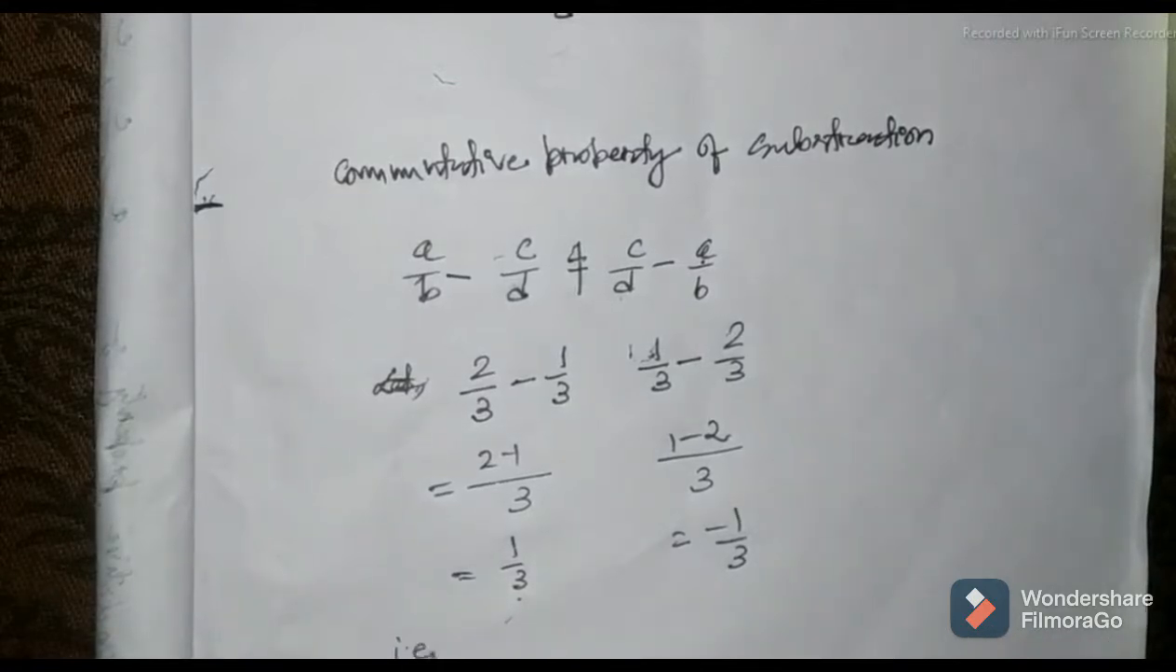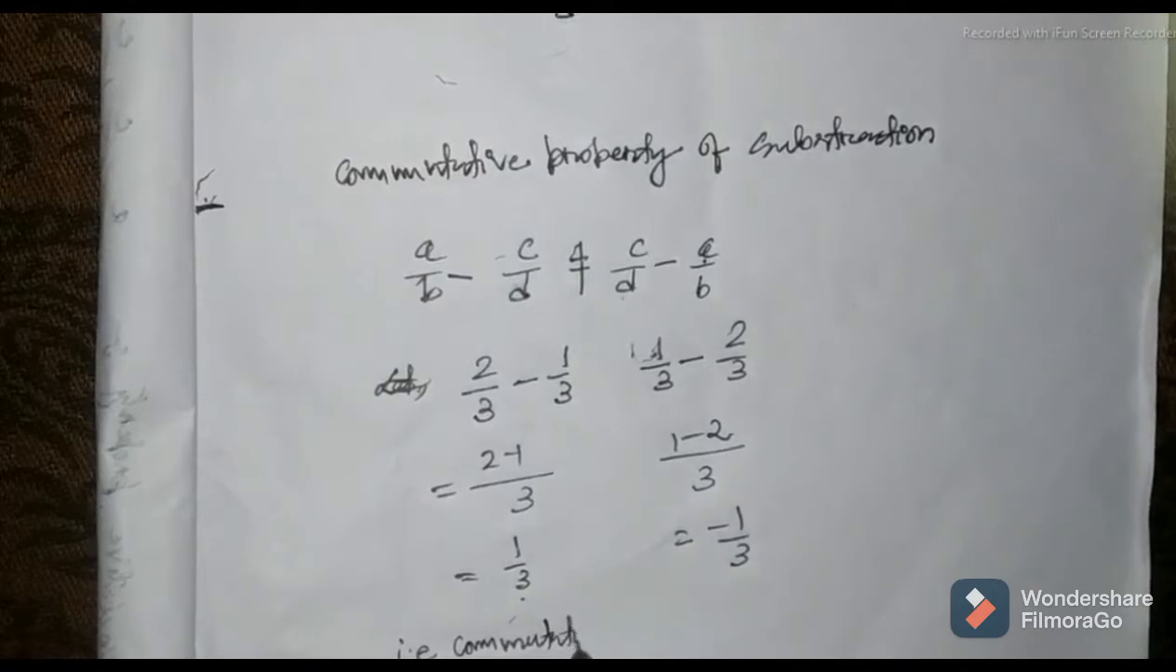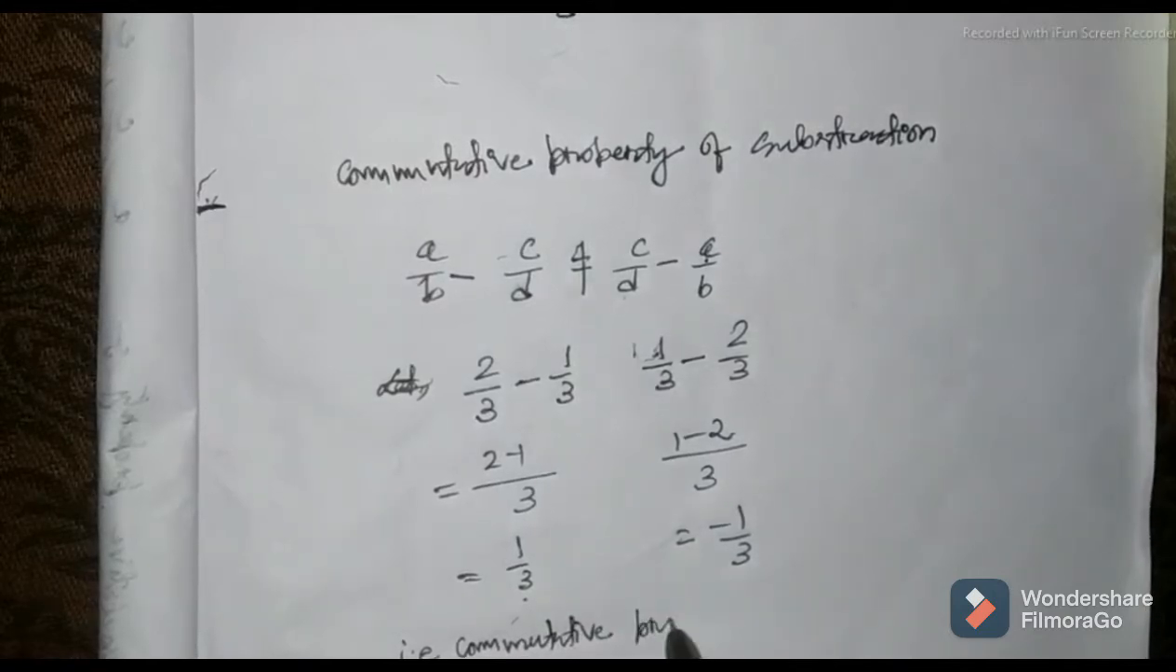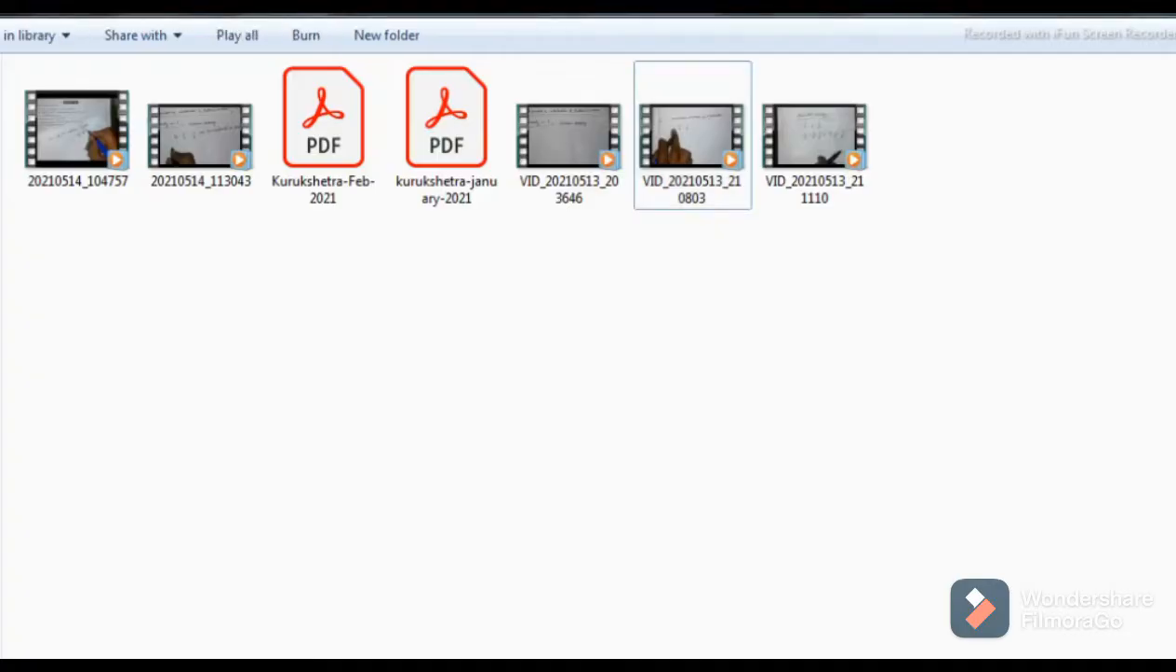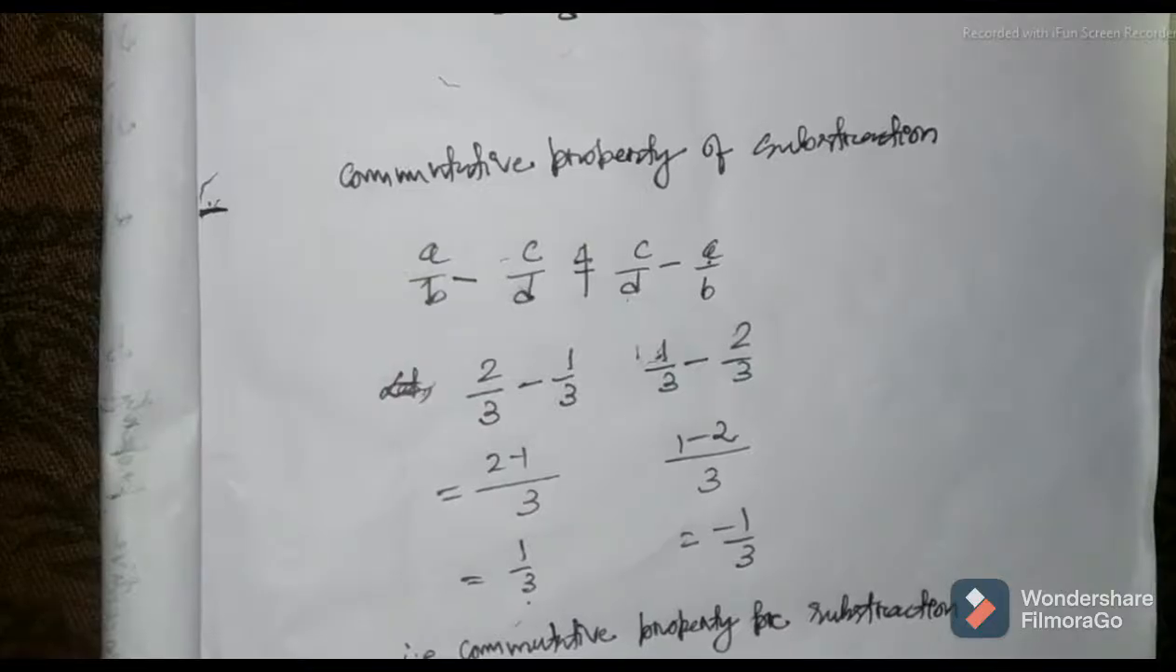That is, the commutative property for subtraction is not valid.